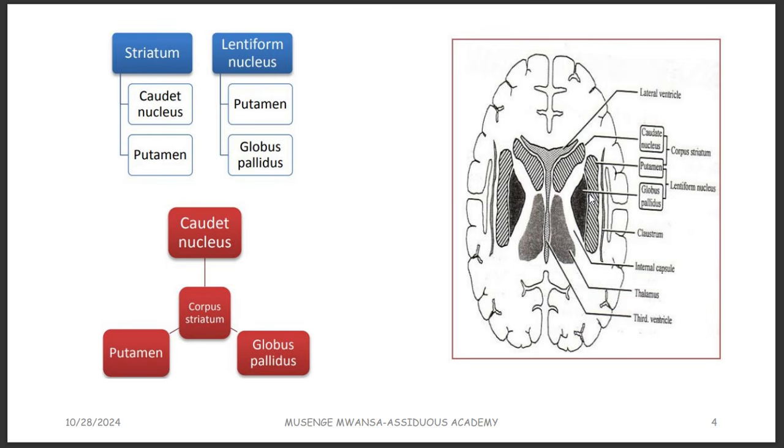The first part we have got is the globus pallidus, which is more medial, and then as we go lateral we are going to have the putamen. Now the globus pallidus has got two parts. There is the internal part and the external part, or the inner part and the outer part. And then we have got the putamen. And then we have got the caudate. Can you see that the caudate is a bit on top there?